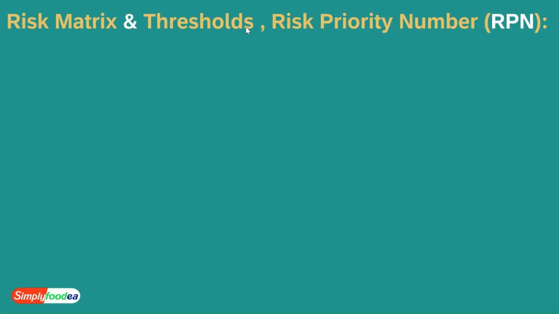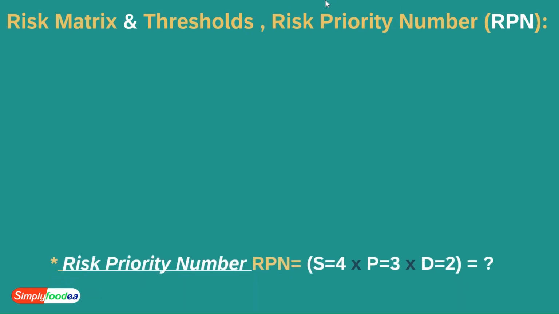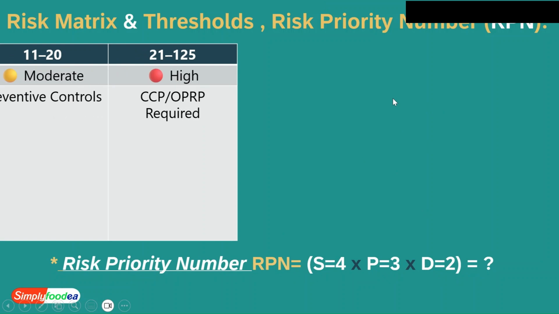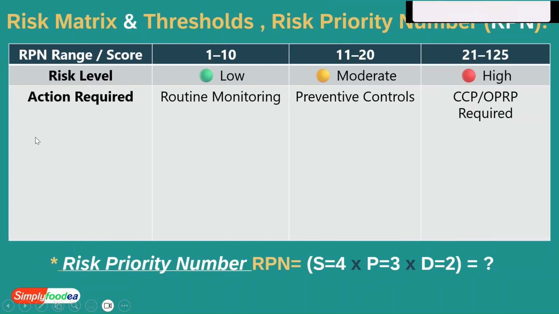So, what are our risk metrics and thresholds? There is a very important term called the RPN, which is the risk priority number. The risk priority number is the multiplication of severity by probability and detection. Okay, these are the criteria.